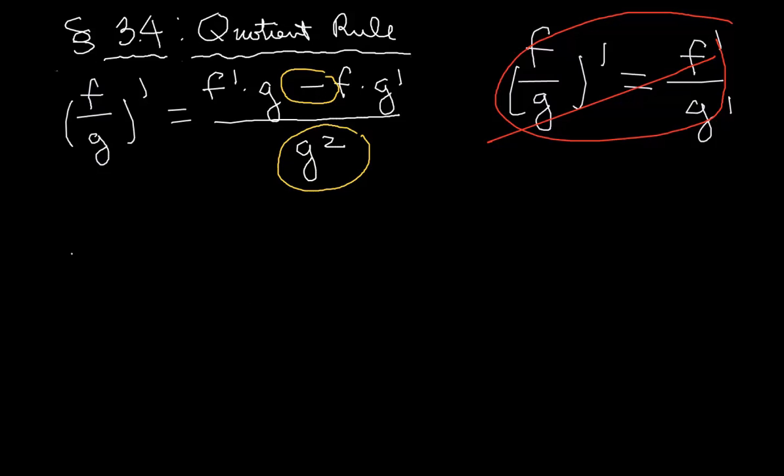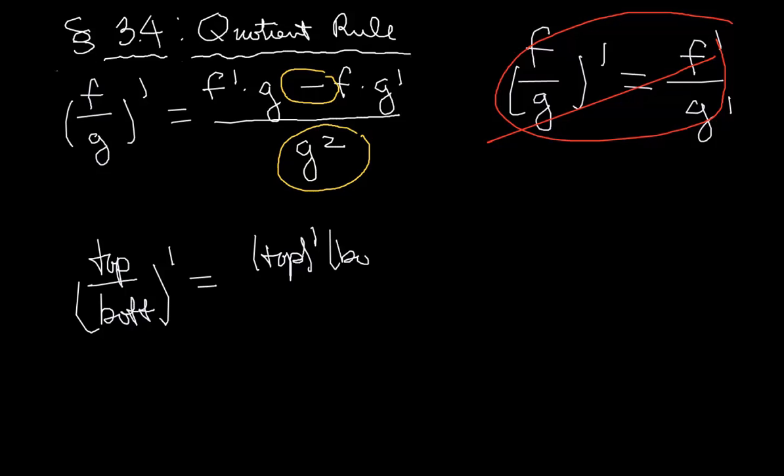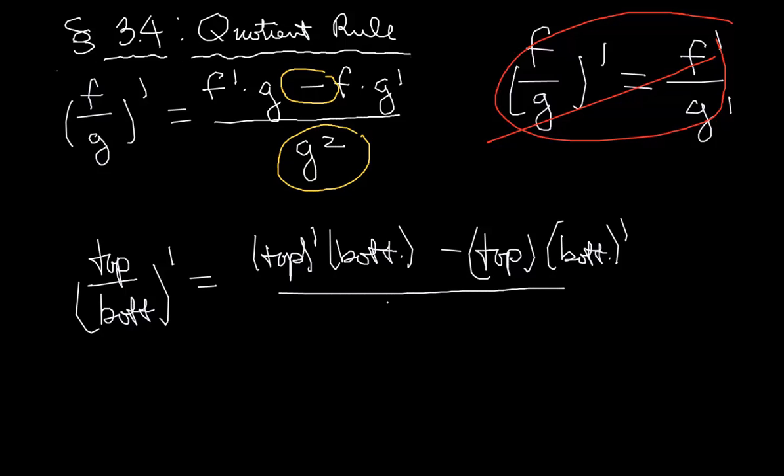Another way could be the following. f is the top function, so let's just write top. g is the bottom function. So the quotient rule says you take the derivative of the top times the bottom, minus the top times the derivative of the bottom, all over the bottom squared. If you keep saying that to yourself, hopefully it'll stick, but this is another way of remembering it. Okay, let's do some examples.